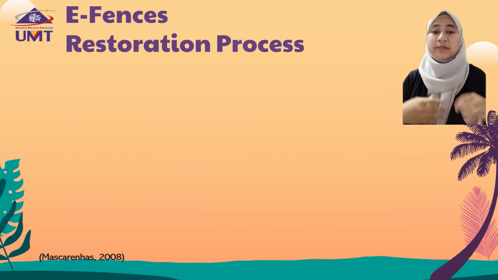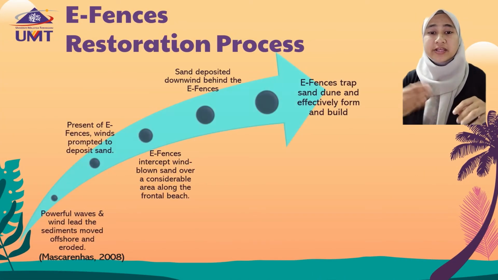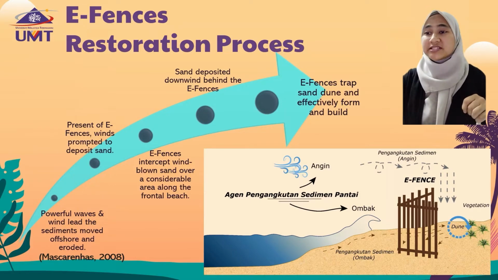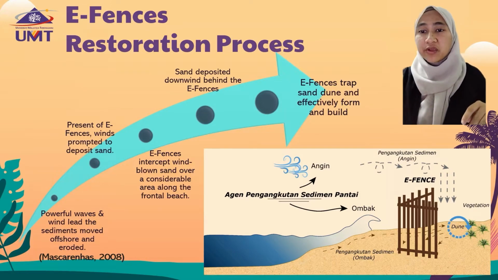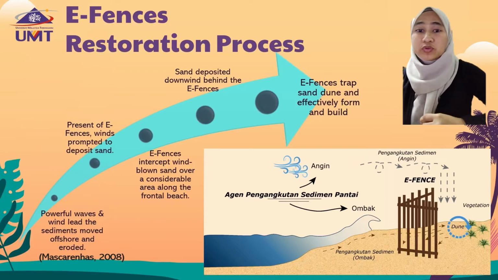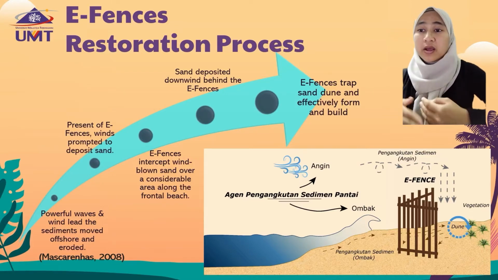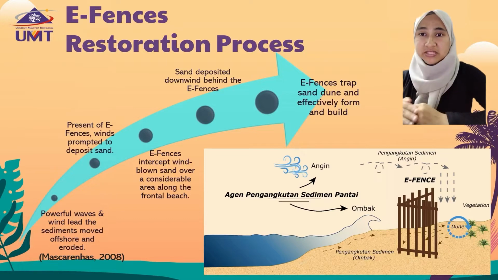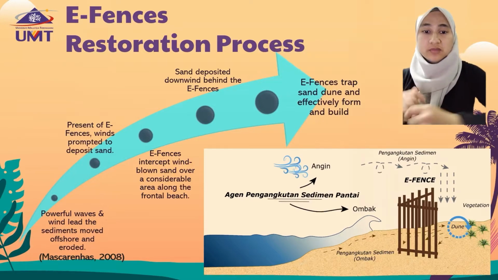So now all of you might be curious about how actually the E-fence can effectively restore the sand dune. Here on this slide, we can see that when the powerful wave and wind come, it will lead the sediment to move offshore and erode. But with the presence of the E-fence, wind will be prompted to deposit the sand. But how? Because the E-fence will intercept wind-blown sand, causing the sand to deposit behind the E-fence. As a result, it can effectively form and build the sand dunes.